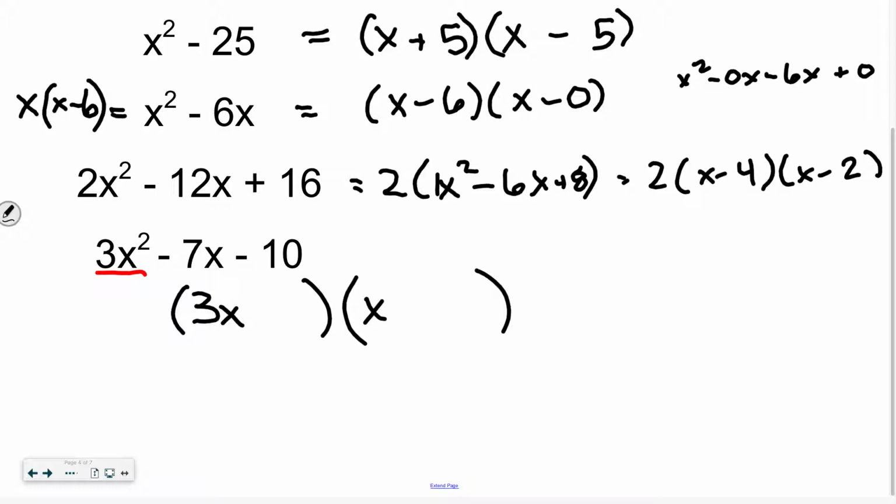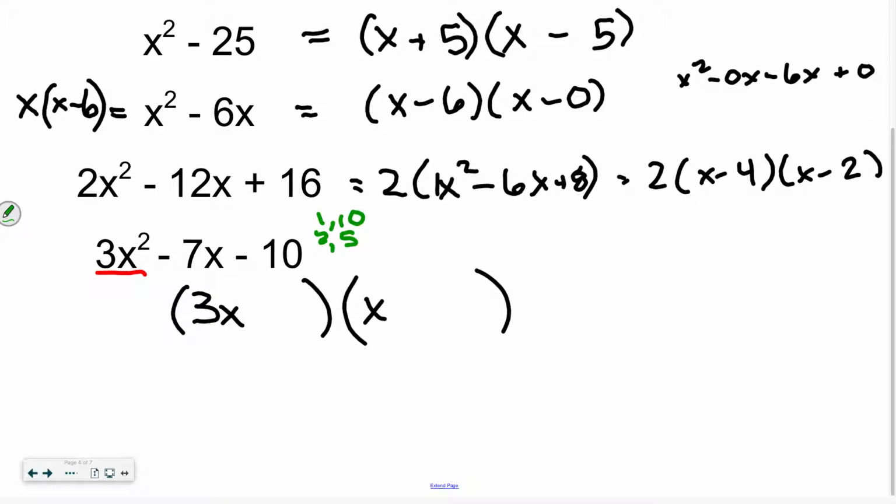Okay, then skip your middle term and go to your last term. What could multiply together to give you 10? 1 and 10 or 2 and 5. Now here's where guess comes into play. You may not know which one it is. As you do more guess and check, you get better at ruling some out.